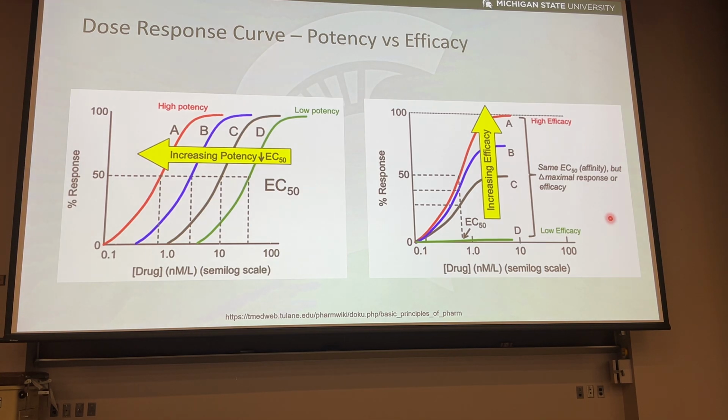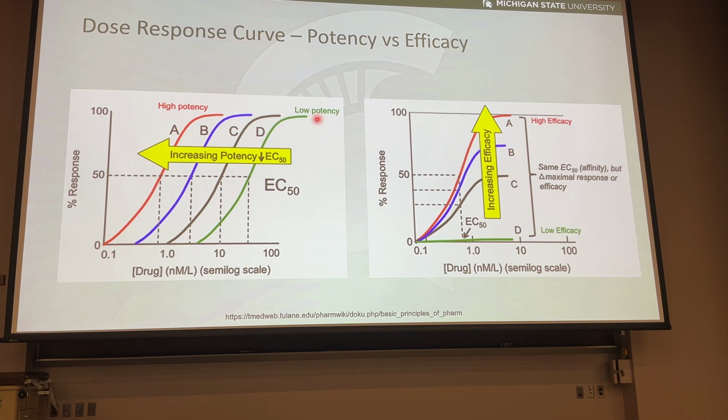Very good. All right, to belabor the point, or to hopefully get a little bit more depth of knowledge into this, we'll talk distinctions between potency and efficacy. So we're gonna deal with the panel on the left first. Similar situation, dose response curve. Percent response on the Y, on the X, we've got our concentration of drug. We're looking at 4 different types of drugs, A, B, C, and D, right?